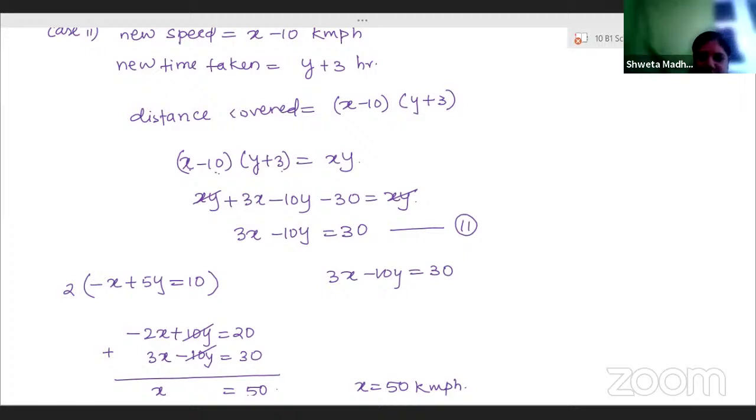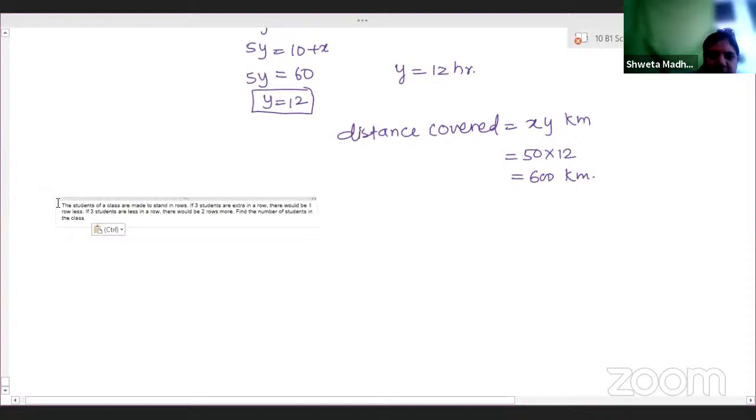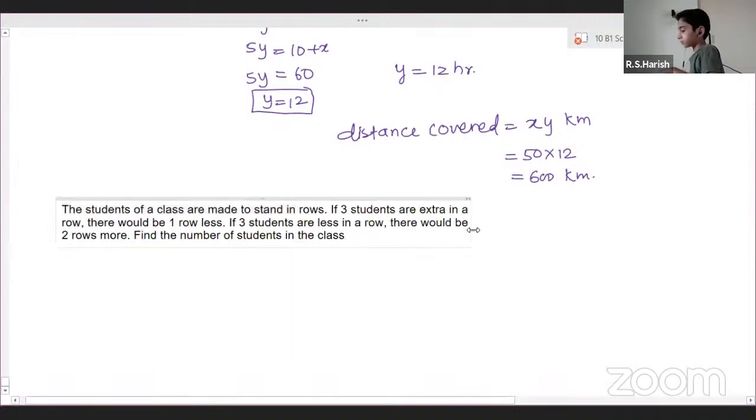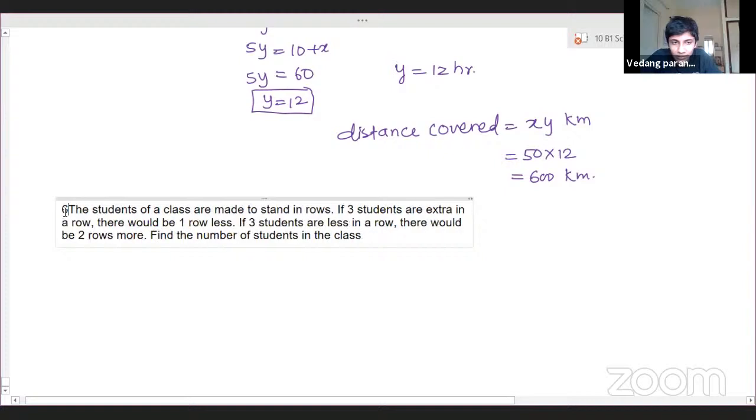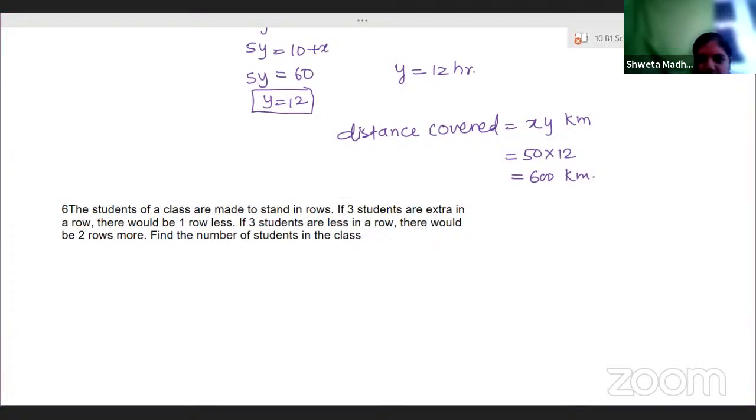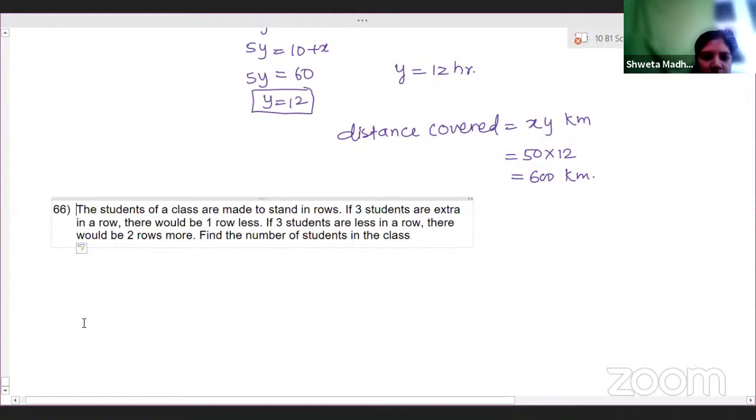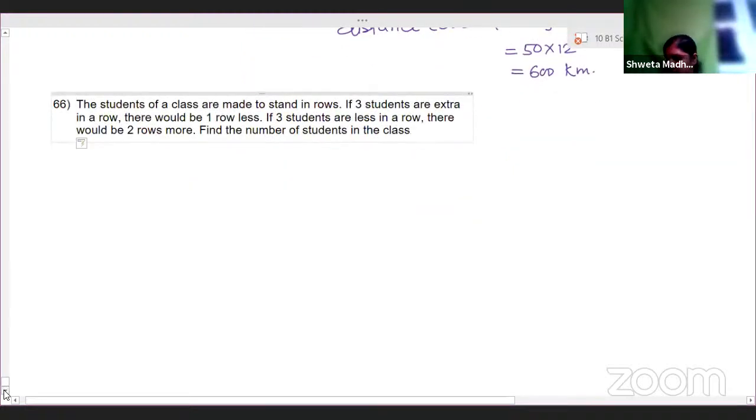So do the 66th one right now. Exactly similar to the train question. Just now, whatever the question we have done, the exact similar one. Ma'am, so this also we have to take the usual rows and usual time, number of students in one row and number of rows. Originally, here instead of usual, we can take original, the original number of students in each row.